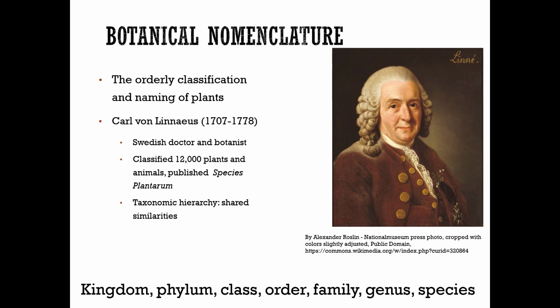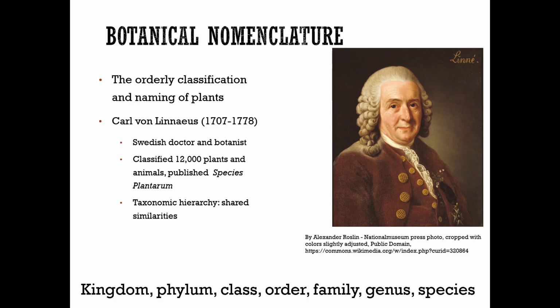Carl Linnaeus was really responsible for developing what we know now as botanical nomenclature. We still use it today. And this was classified according to shared similarities. He classified 12,000 plants and animals.